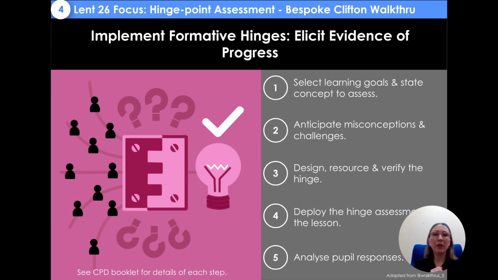So steps 1, 2 and 3 are before the lesson, and then in the lesson you are deploying the hinge point assessment, and in the walkthrough details there's advice on effective deployment and what you could say and what you could do, and then analysing the pupil responses. And next term I'll be designing a bespoke walkthrough for how to respond and how the teacher should act as well. I realise that we've stopped the hinge point assessment before the crucial teacher action, advice and feedback section, but we will have a third walkthrough for that.